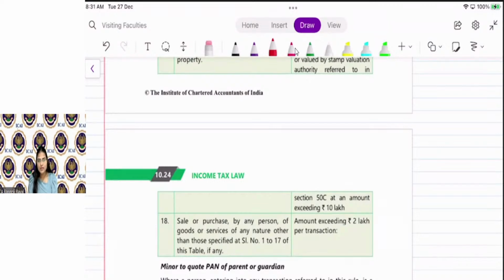For sale or purchase by any person of goods or services of any nature other than those specified in serial numbers 1 to 17, it is general. Amount exceeding 2 lakh per transaction. Say, for example, if you are purchasing any goods and the value of goods is more than 2 lakh rupees per transaction, not aggregate, a single transaction of more than 2 lakh, then you have to provide your PAN.